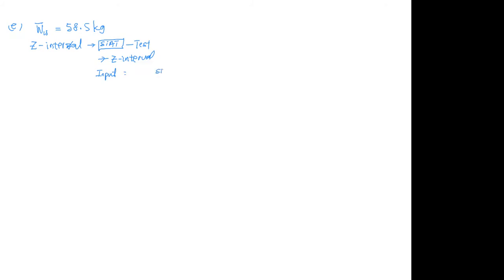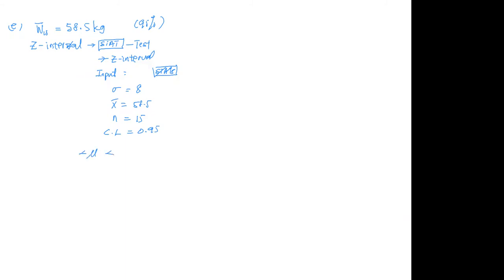Instead, if someone wants input, you select stat. Then standard deviation, in this case you put in 8. Sample mean, you put in 58.5. And you put in 15. Confidence level depends on what the question says. If the question didn't say, you take 95%, 0.95. Then you get the answer, then you get the confidence interval.